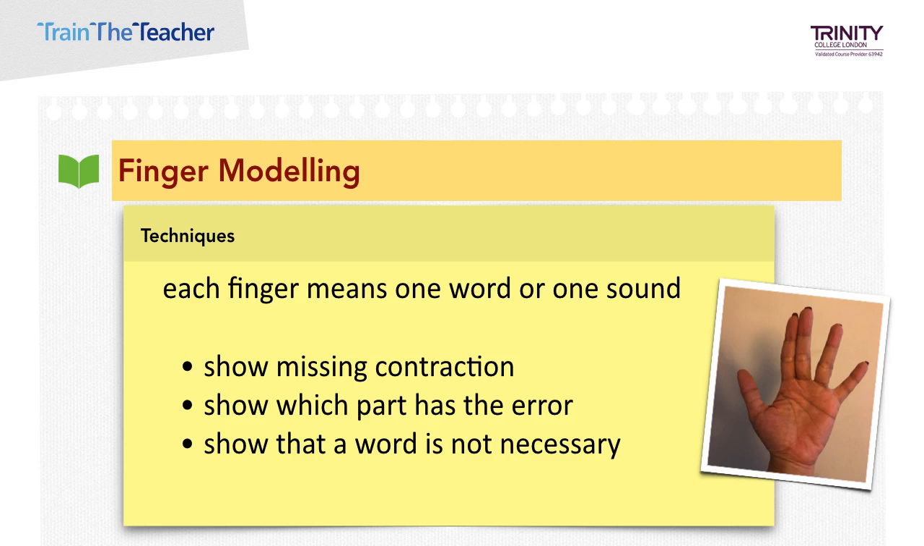You can show the part that has the error. For example, the second word or sound. So, I go to school yesterday. Again, attribute each word to a finger and waggle the finger for go. Look questioningly at the student and see if you can elicit the correction. For a word that isn't necessary, you can fold down one finger.